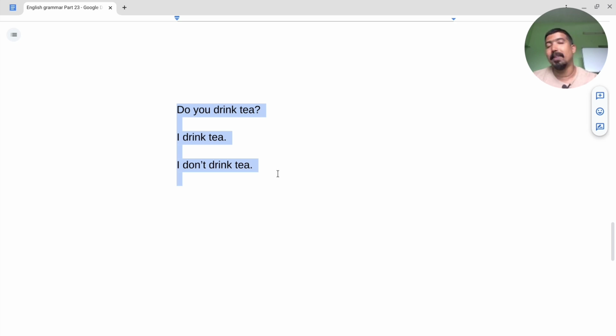Complete sentences here. Please listen to the real life situations here. I drink tea in the morning. You are telling your friend, I drink tea in the morning. That means you have a habit of drinking tea in the morning. I don't drink tea in the morning. That means you don't have a habit of drinking tea in the morning. Do you drink tea in the morning? You want to know whether your friend has a habit of drinking tea in the morning. That's why you ask, do you drink tea in the morning?